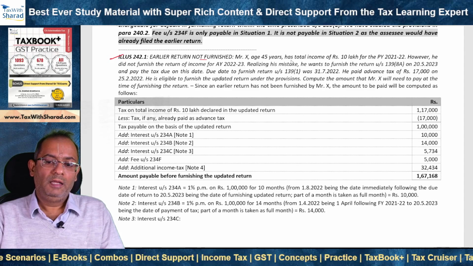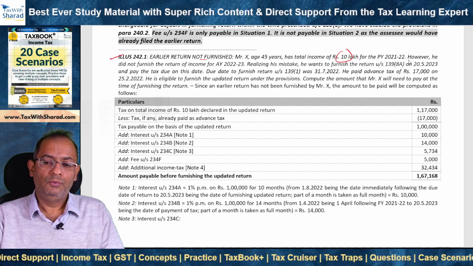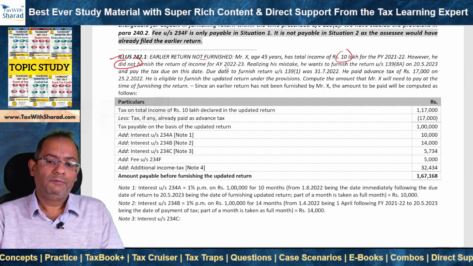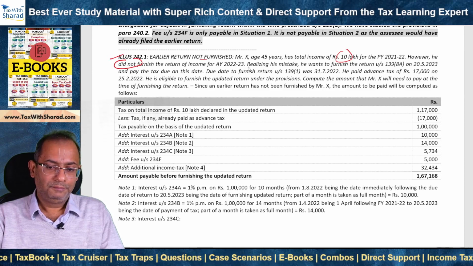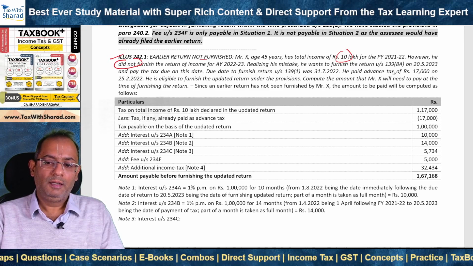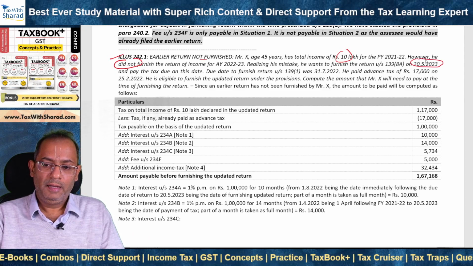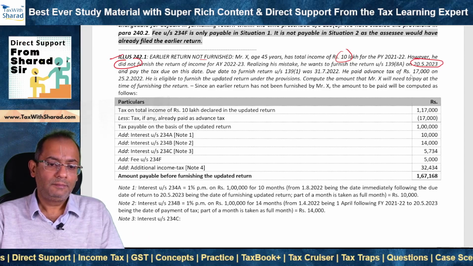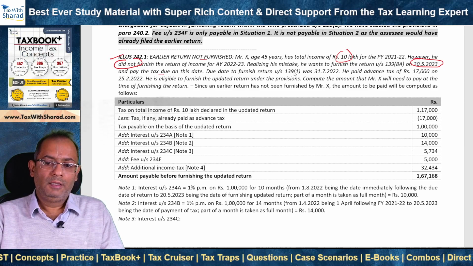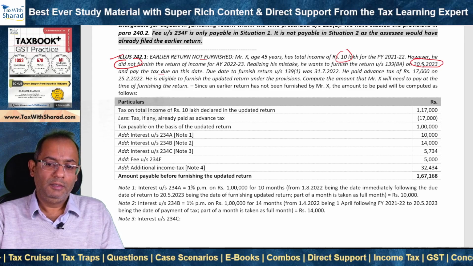X, of age 45 years, has total income of rupees 10 lakh for the previous year 21-22. However, he did not furnish the return of income for assessment year 22-23. Realizing his mistake, he wants to furnish the return under section 139(8)(a), that means the updated return, on 20th of May 2023 and pay the tax due on this date. Right? So he will furnish the updated return and pay the tax due on 20th of May 2023.